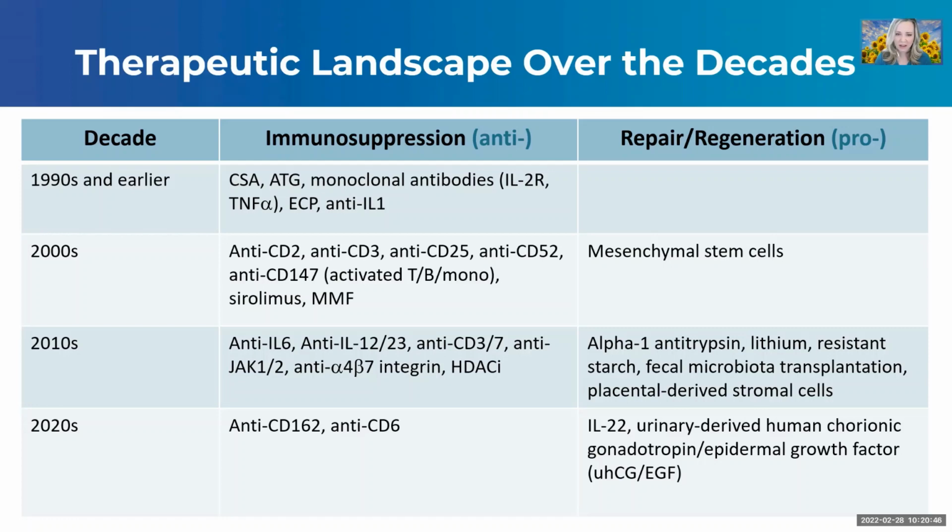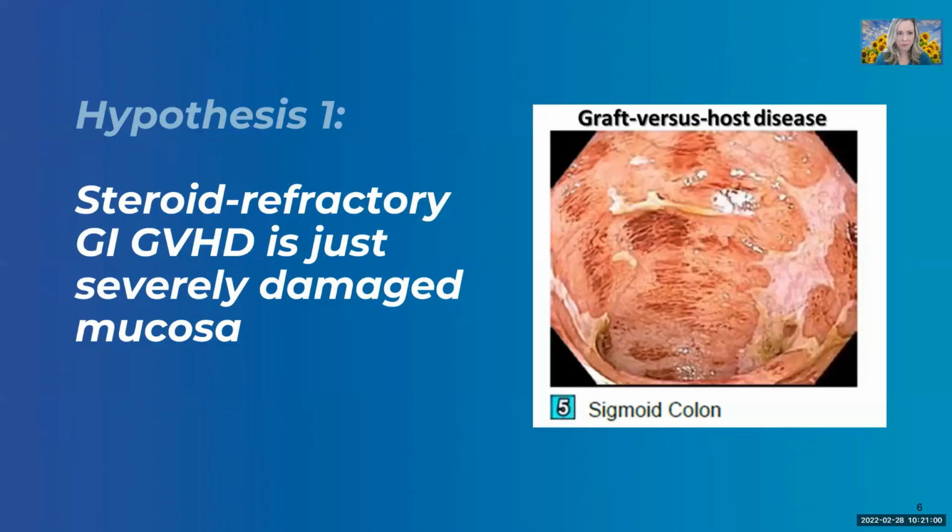So over the decades, largely this has focused on broad immunosuppression, but the field of steroid refractory GVHD is starting to include additional repair and regeneration modalities that I think are continuing to improve outcomes. So in truth, we don't know the full pathophysiology of steroid refractory acute GVHD. As I go through this talk, we'll be reviewing potential hypotheses and the data that is supporting them.